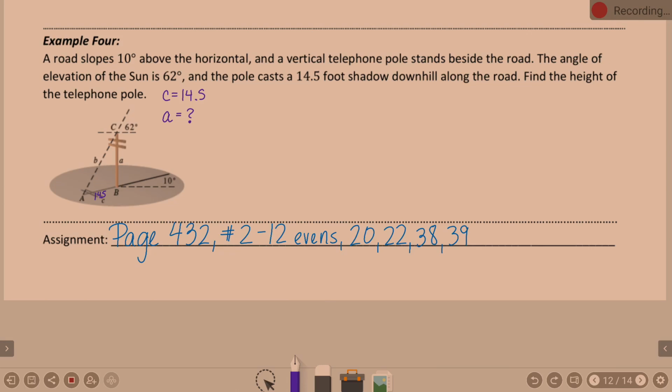But there was this thing about the road sloping 10 degrees above the horizontal, and this is why the picture's drawn here. It has that funky 10 degree slope. Guys, the telephone pole makes a right angle with what line, looking at the picture? The ground. It makes a right angle right there. That's not a right angle with the road.